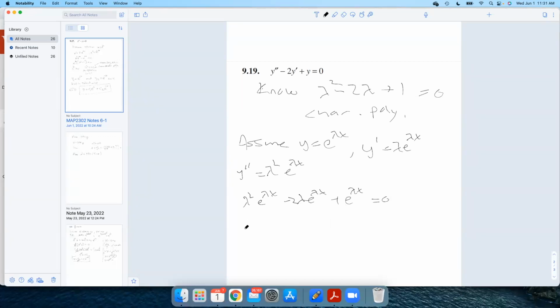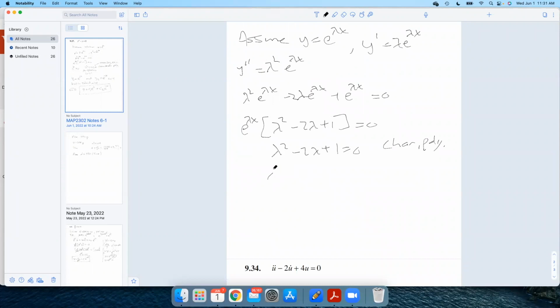I have a common factor of e to the lambda x. And let's write down what's left. Lambda squared minus 2 lambda plus 1. It's exactly what I knew I was going to get. That guy never equals 0. So lambda squared minus 2 lambda plus 1 equals 0. There's my characteristic polynomial, also called the auxiliary equation.